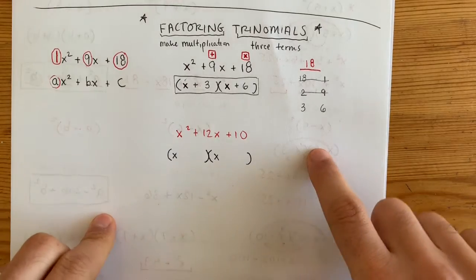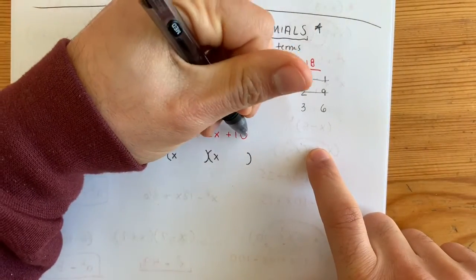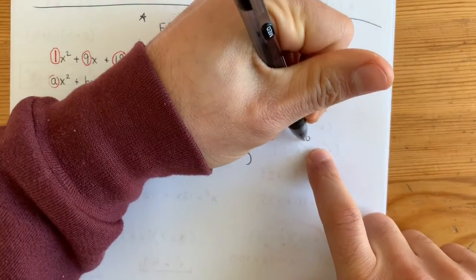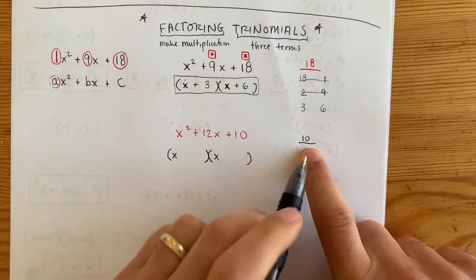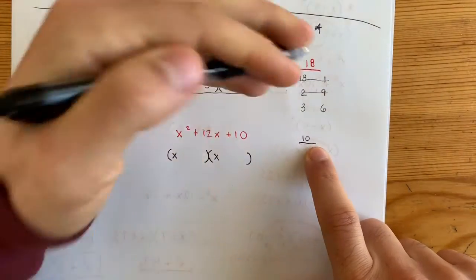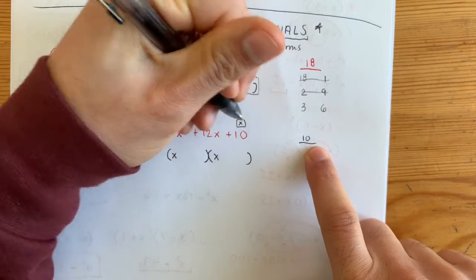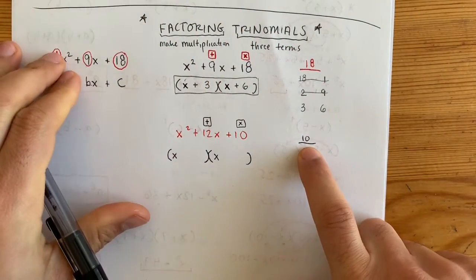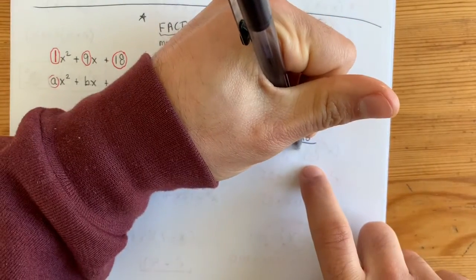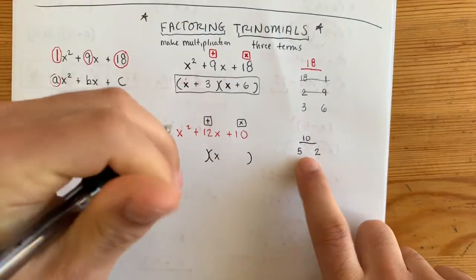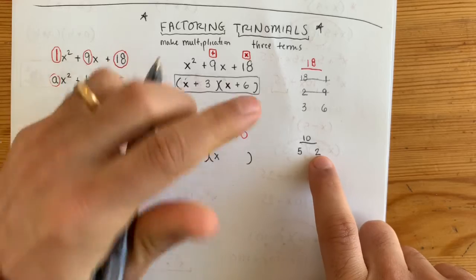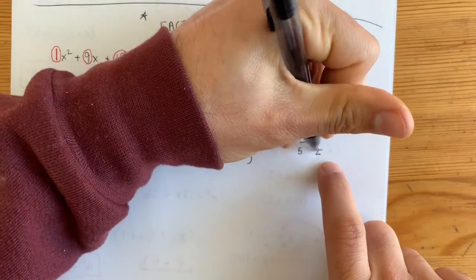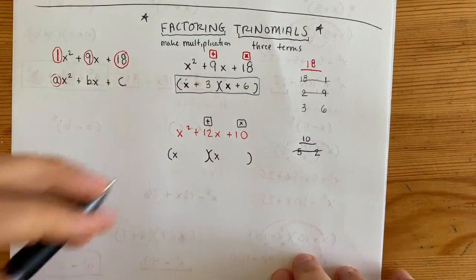And then I'm just going to make a little note on the side for my scratch work. I have 10, I write here. I need to find what multiplies to make 10, but adds to make 12. So factors of 10, like I can think of 5 times 2. That multiplies and makes 10. It does not add to make 12, so that's not the correct factor.